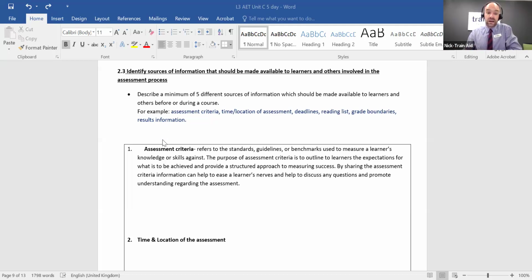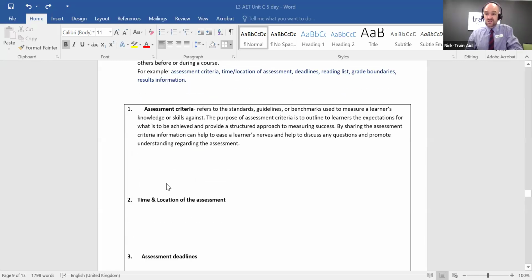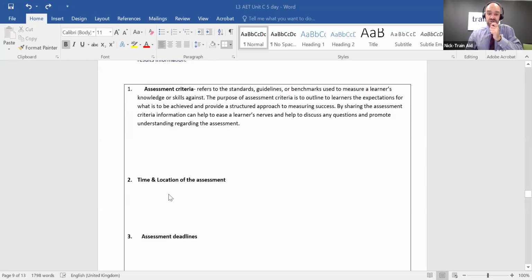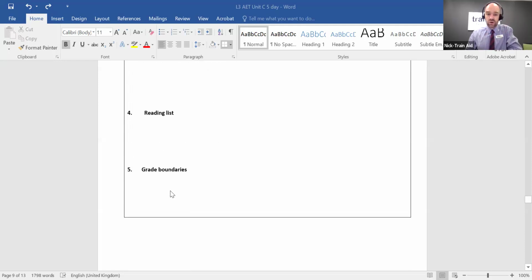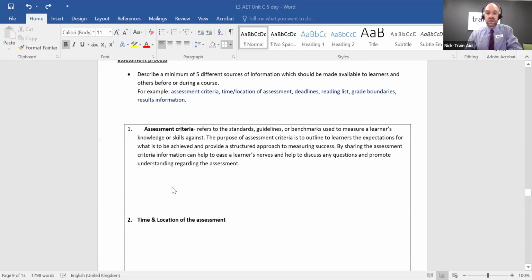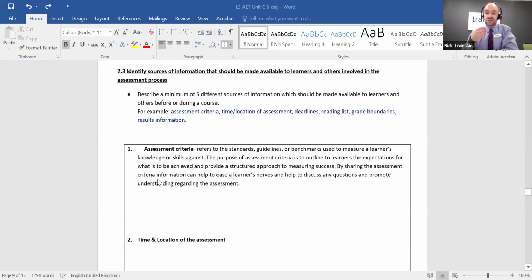So once again, I have completed the first question to show you the level of detail within the answer that we're looking for, and I've selected some other answers which I haven't completed, but these are the ones I would go for as well. So in terms of information that we should give to learners on our courses and qualifications, the first is the assessment criteria.